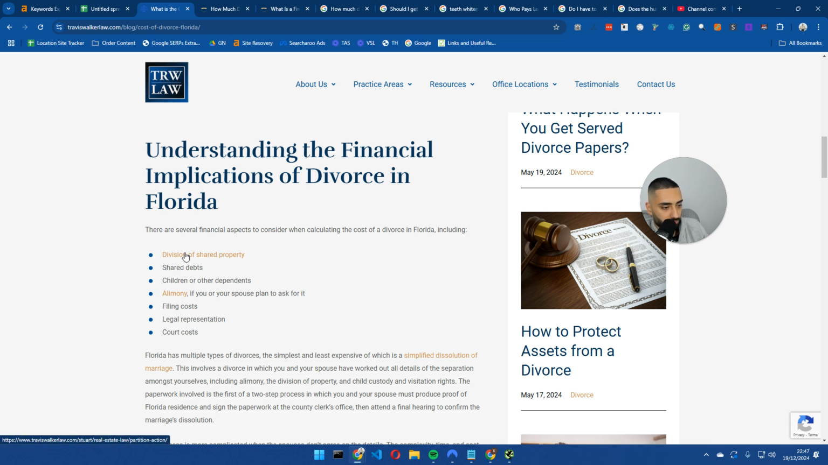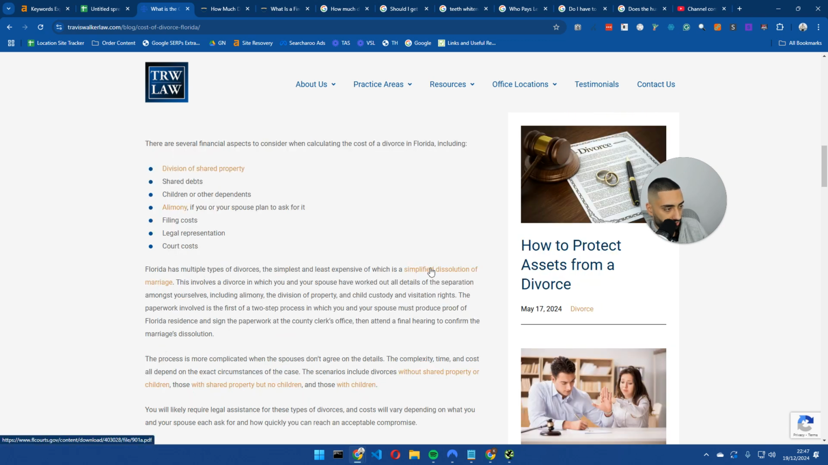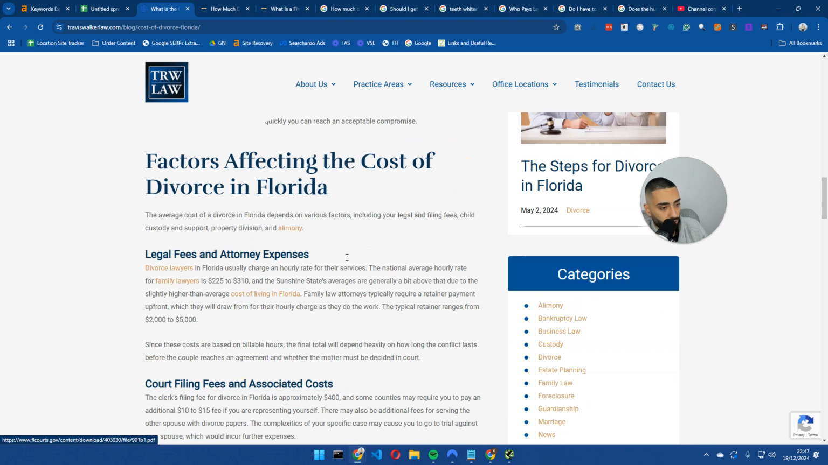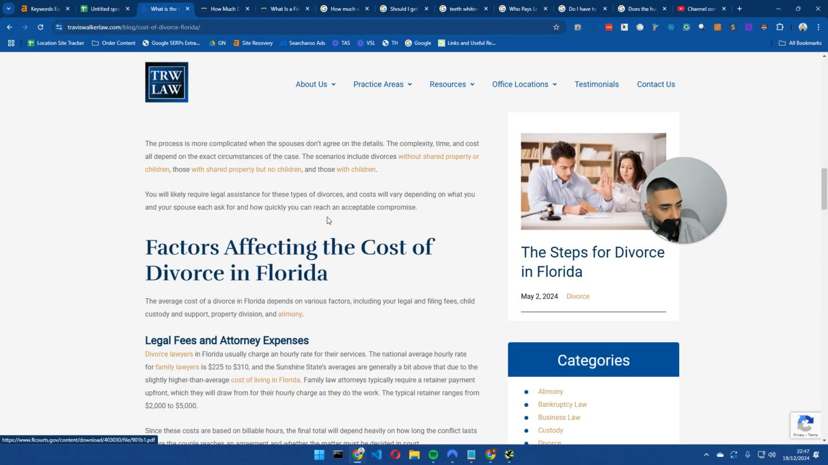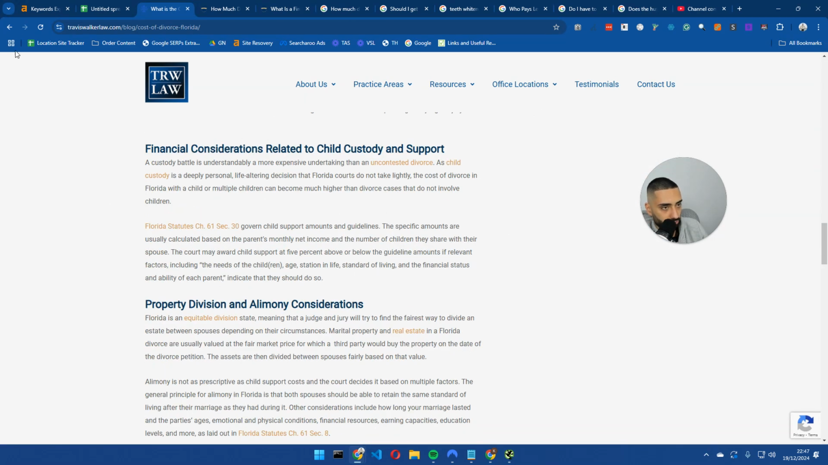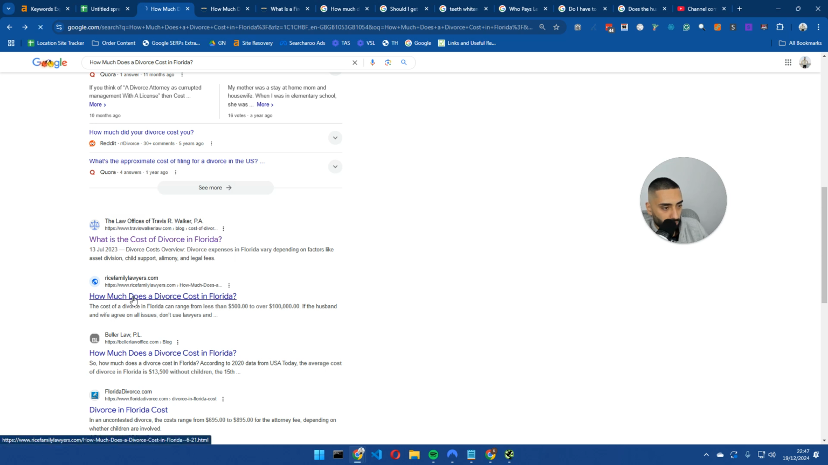So for example, they've got a page to do with division of shared property, which is pretty important if you're going to go through a divorce. Because you might have a partner and a house together, and you want to make certain who gets the house or how do we divide the property out. You've got alimonies, simplified dissolution of marriage, without shared property or children, with children. So again, who gets the children? They've got internal links to all of these different pages going through it all. So that's what you need to be doing.